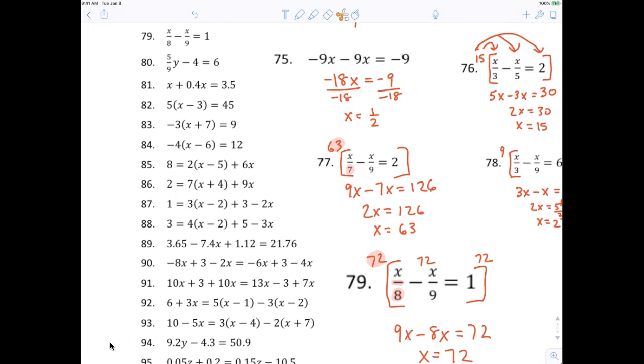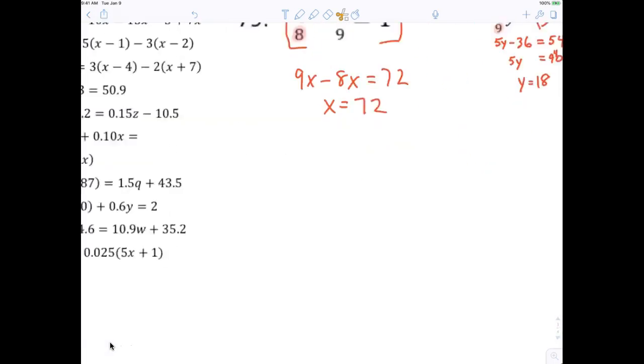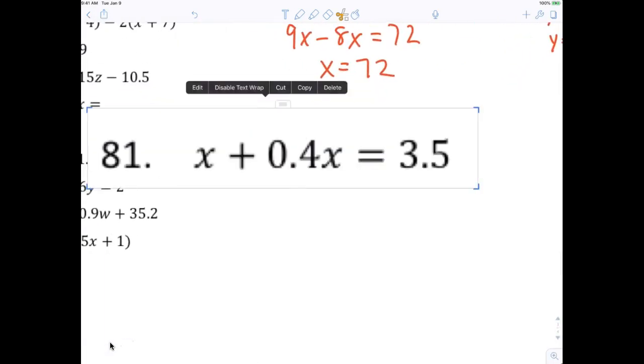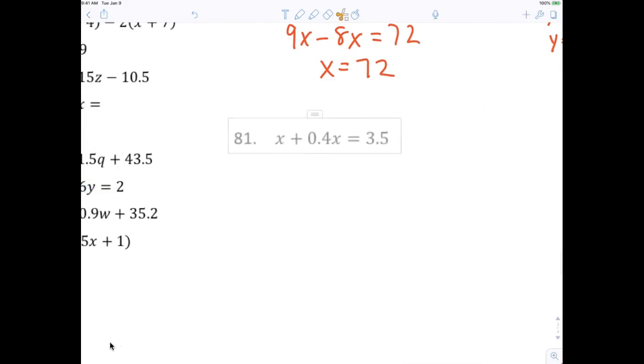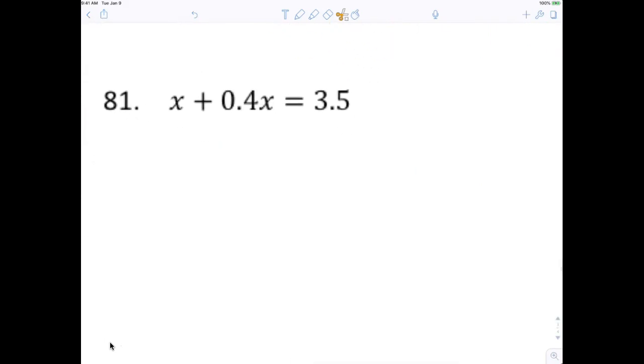Now here we go. Couple decimal problems. 81. Here we go. Let's talk about this one. This one's a really cool problem. Now, most kids don't like dealing with decimals. Do you agree with that too? If I had my way, I wouldn't have decimals, correct? So what can I do? You can move the decimal.